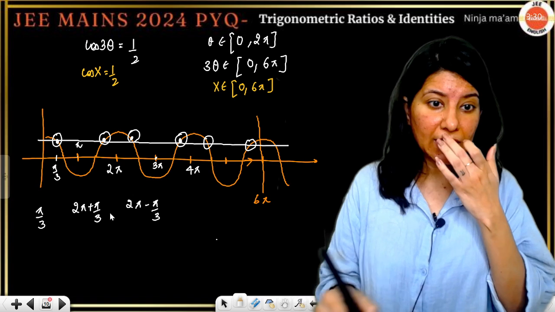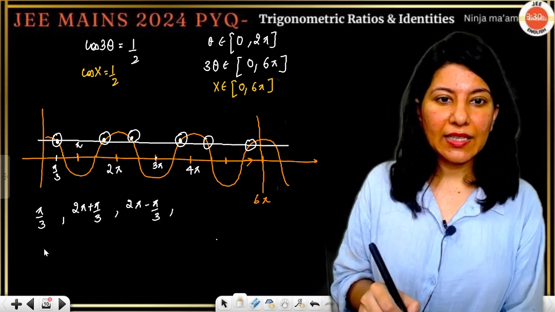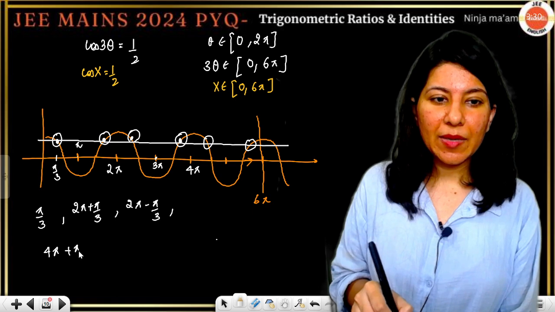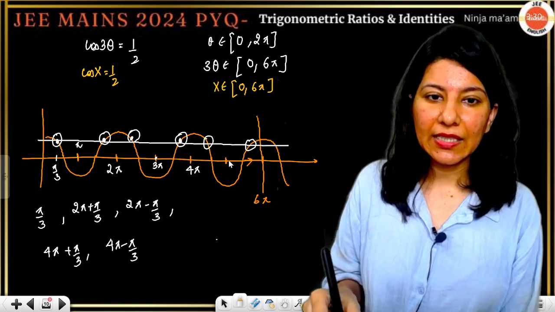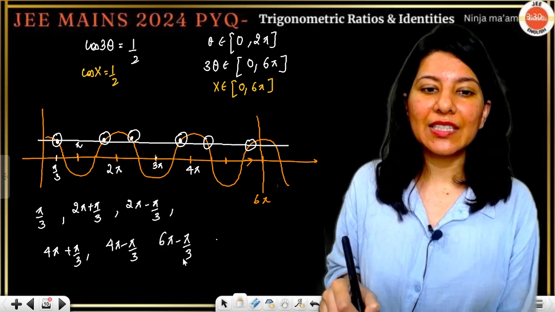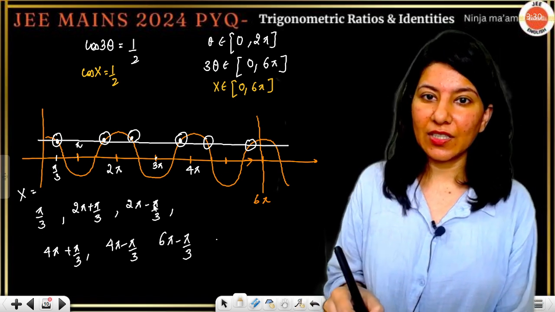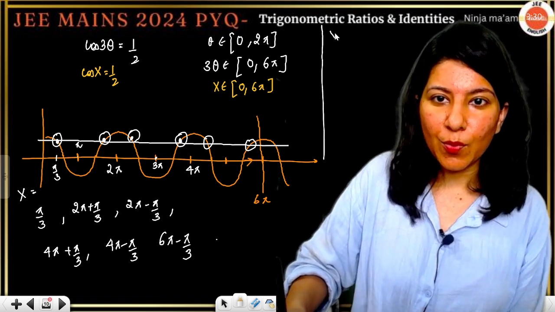That's it. Okay. So 2 pi plus minus pi by 3. And then 4 pi plus pi by 3, 4 pi minus pi by 3. Correct. Then this is going to be 6 pi minus pi by 3. These are the values of x. Correct. Okay, so let us just calculate the value of x properly.